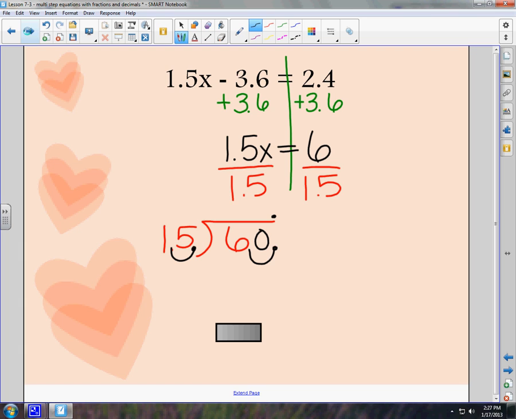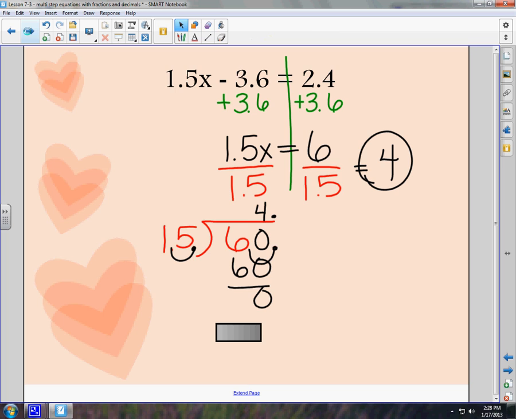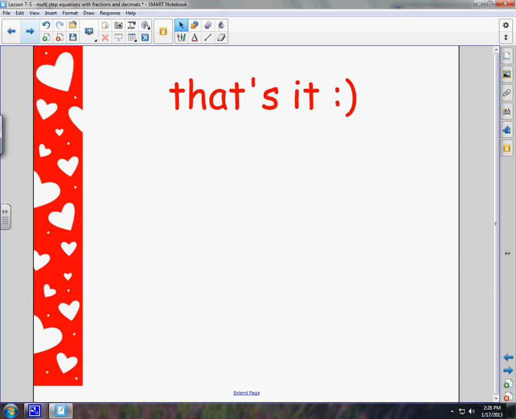Now, 15 goes into 60 4 times. 4 times 15 is 60, and I have no remainder. So 6 divided by 1.5 is 4, which makes sense because 6 divided by 2 is 3. So 6 divided by 1.5 would be a little bit more than 3. So the answer is 4. All right, that is it for your notes.